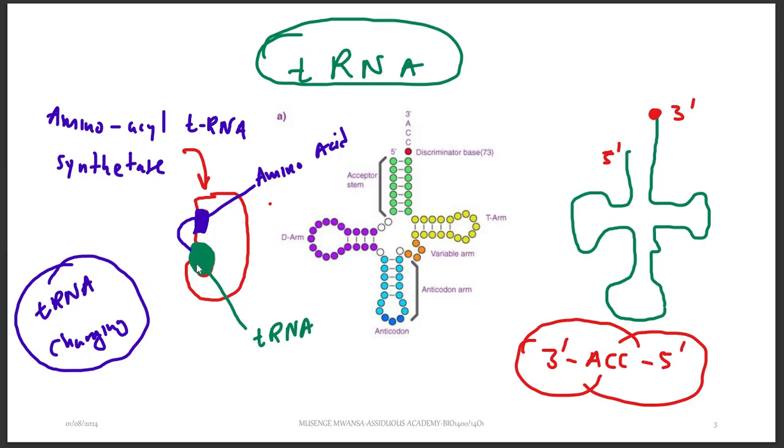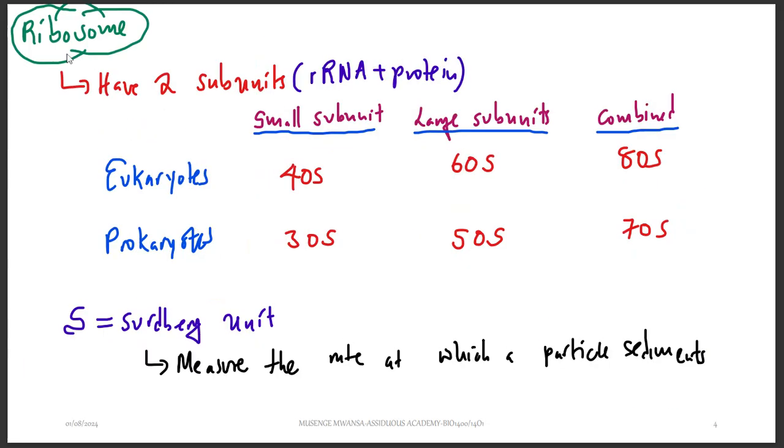Now, before you can actually add an amino acid to tRNA, you have to add energy to that amino acid, and that is known as amino acid activation. We have to add ATP. Now, remember we've said that the things required to make proteins are ribosome, RNA, and amino acids. For ribosomes, we are going to have two subunits.